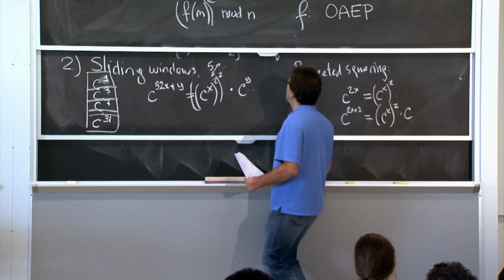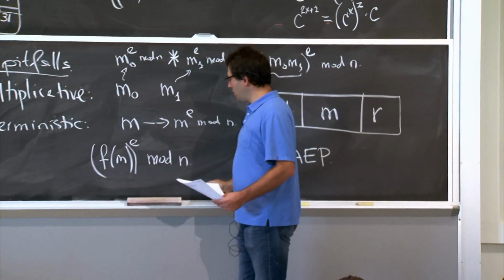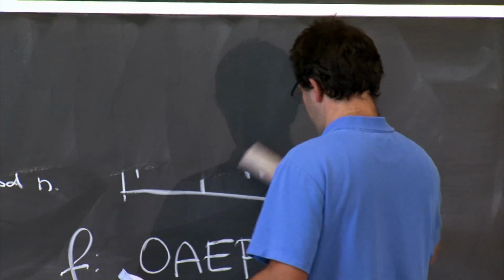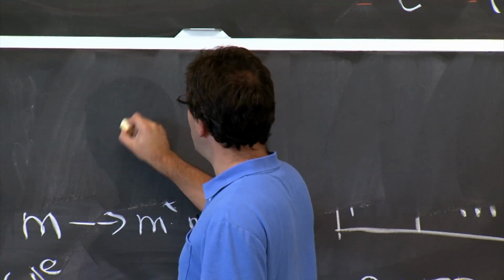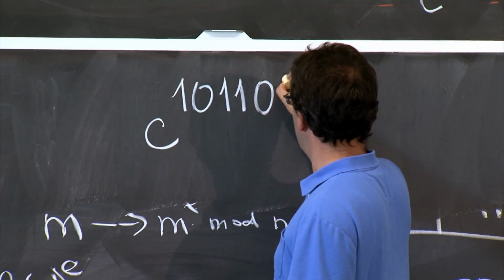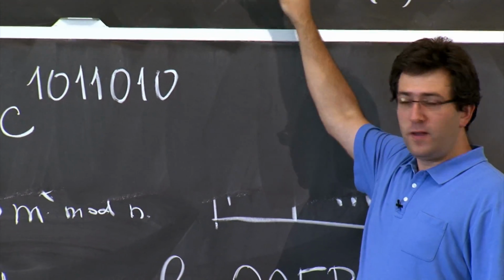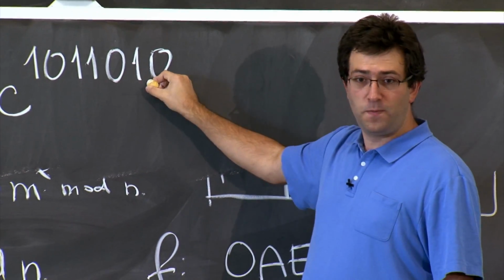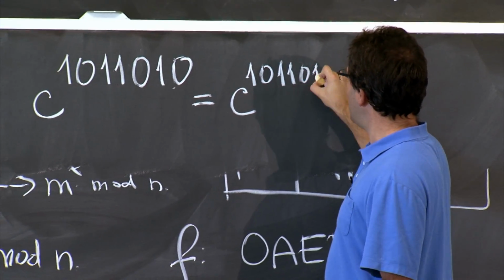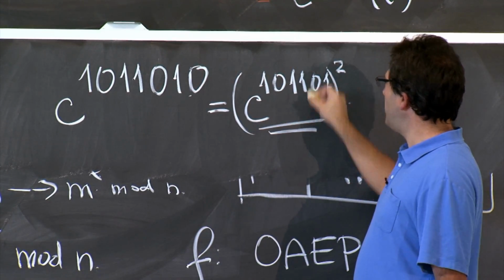For repeated squaring, and actually in both cases, what you want to do is look at the exponent you're trying to use in a binary representation. Suppose I'm trying to compute the value of C to the exponent 1, 0, 1, 1, 0, 1, 0. Maybe there's more bits. If we want to do repeated squaring, you look at the lowest bit here, it's 0. So what you're going to write down is that this is equal to C to the 1, 0, 1, 1, 0, 1 squared. Now, if only you knew this value, then you could just square it.